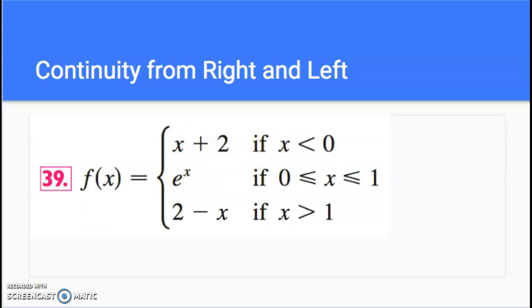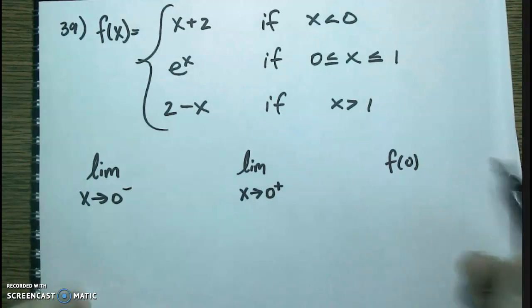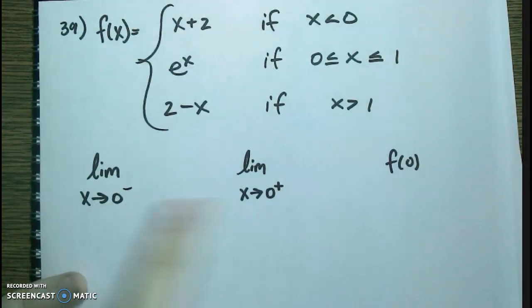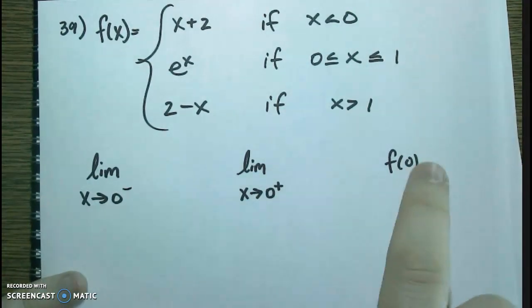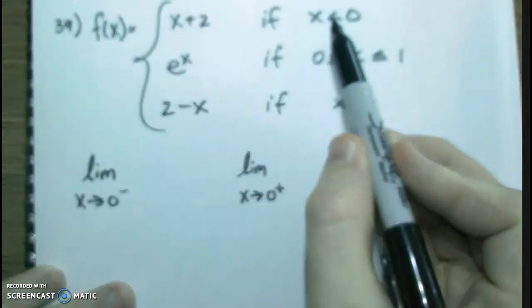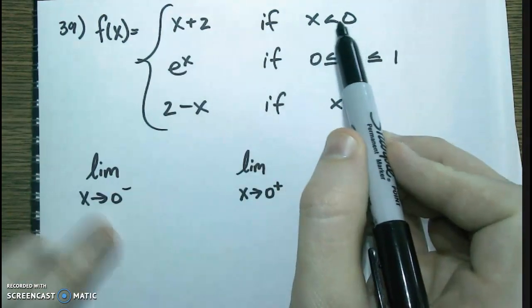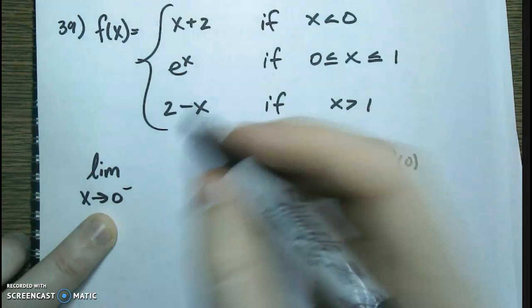So let's do that. In order to test continuity at 0, you need to look for these 3 things. You need to look at what happens to the left of 0, what happens to the right of 0, and what happens at 0 itself. So to the left of 0, we look at the piece where x is less than 0 and we plug 0 in. So if I plug in 0, I get 2.